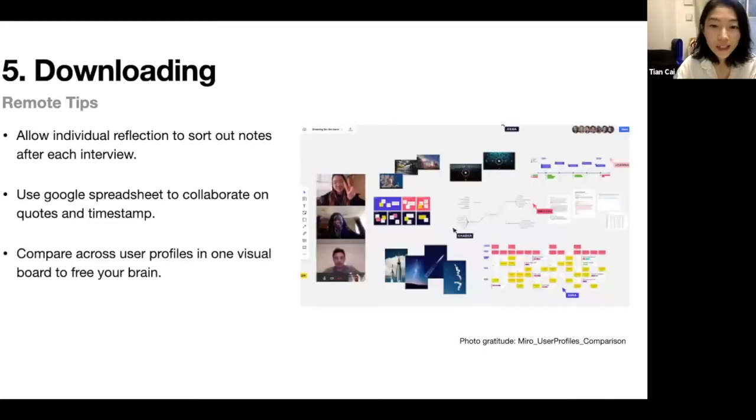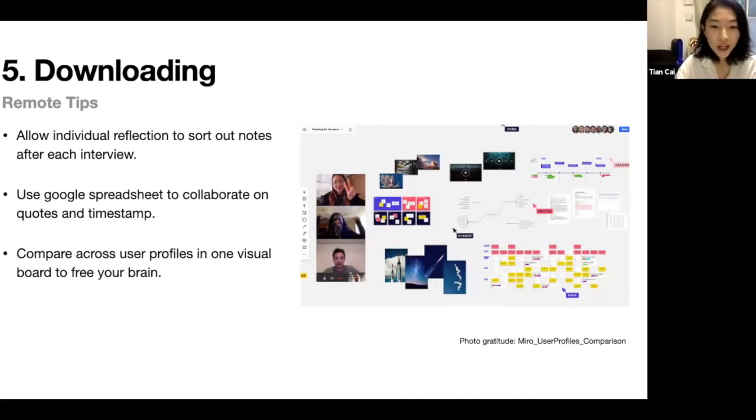The third tip is to place all user profiles into one visual board. This is similar to printing out all profiles in one physical room. We wanted to visualize our data and free up our brain space. Your memory is freed up to be creative and see new patterns.